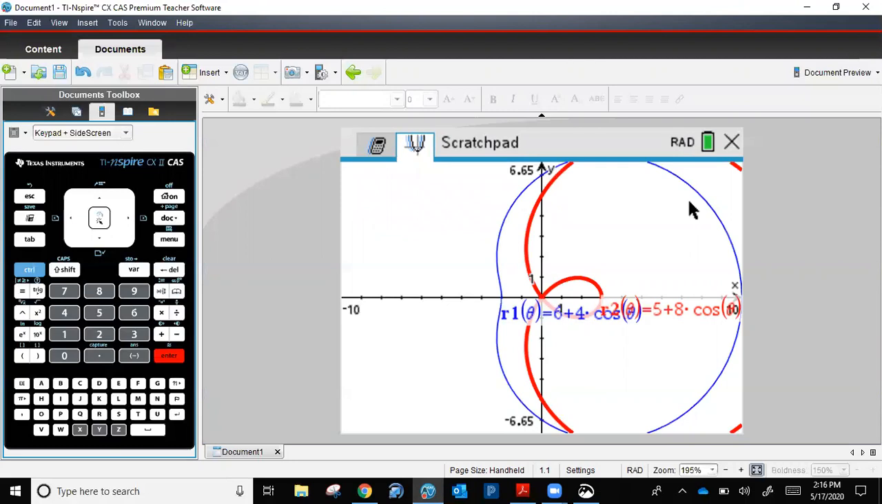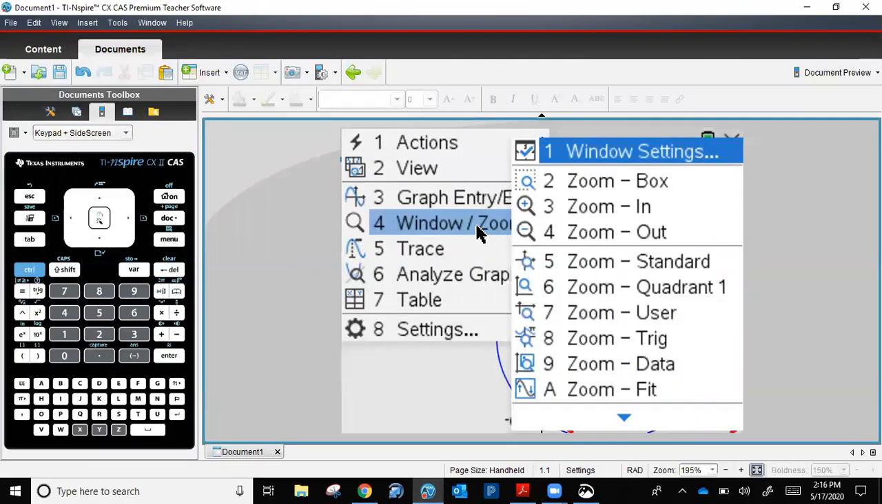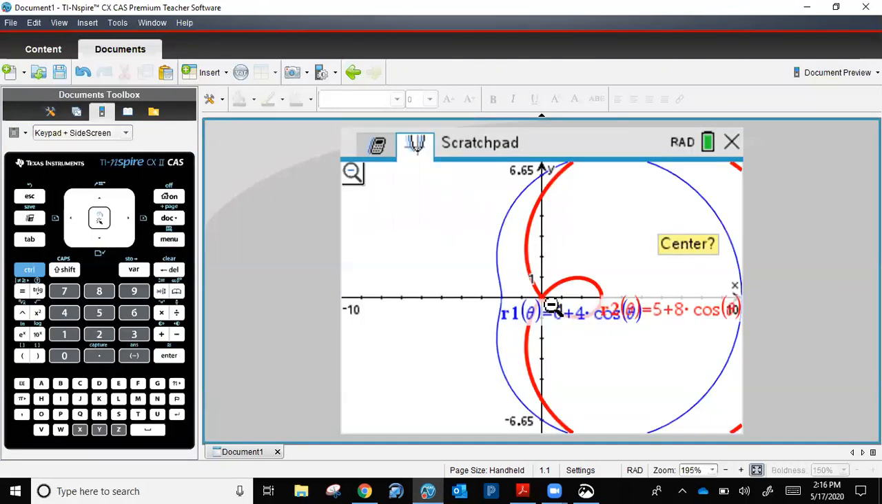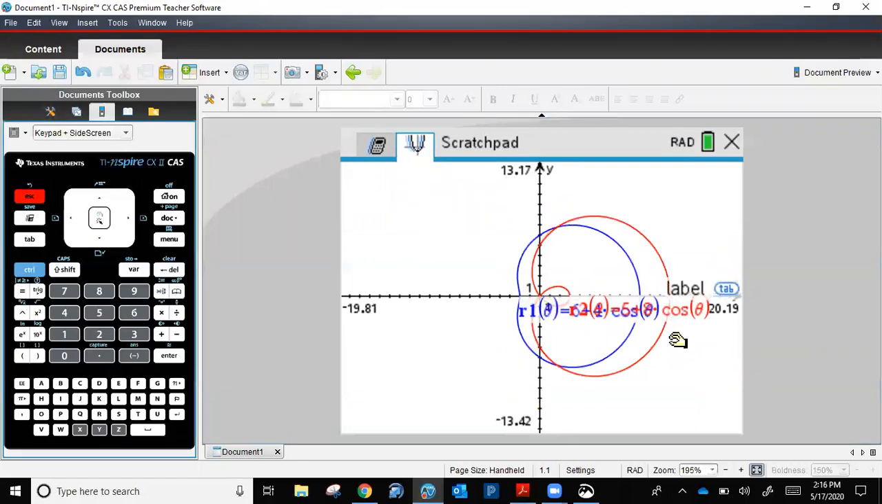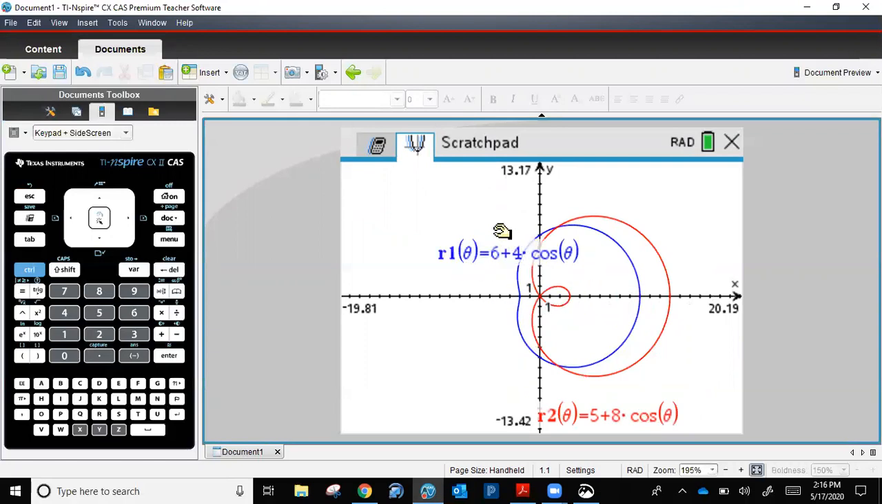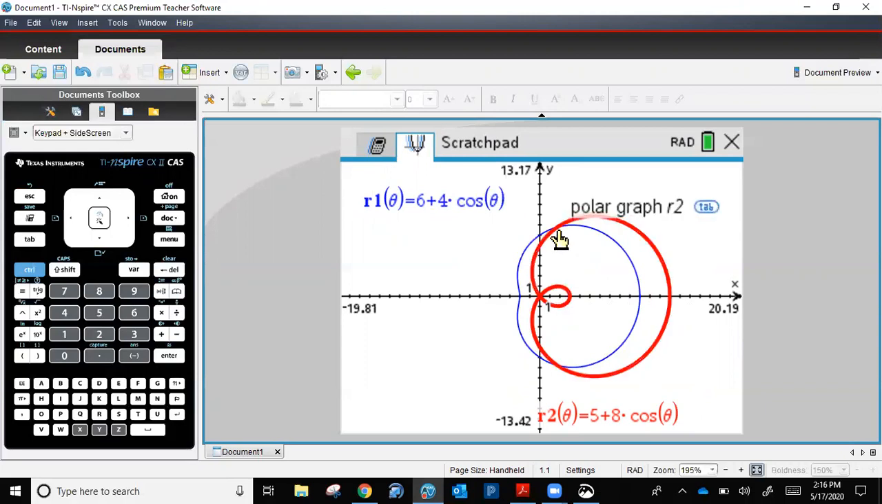I'm going to zoom this one out a little bit, a little tight on the picture. All righty. Move these out of the way. And we're looking at this. These are a couple of limaçons, if you remember from our labels last week. It looks like we're intersecting again in the first quadrant and the fourth quadrant.